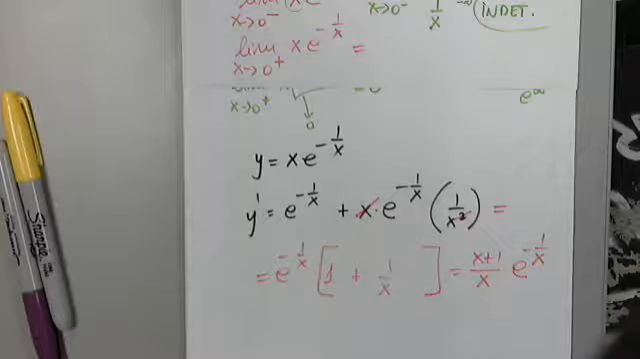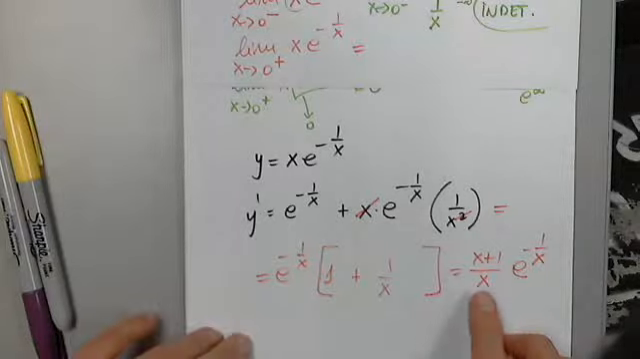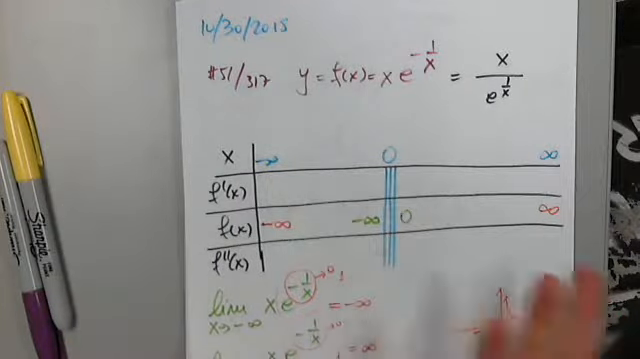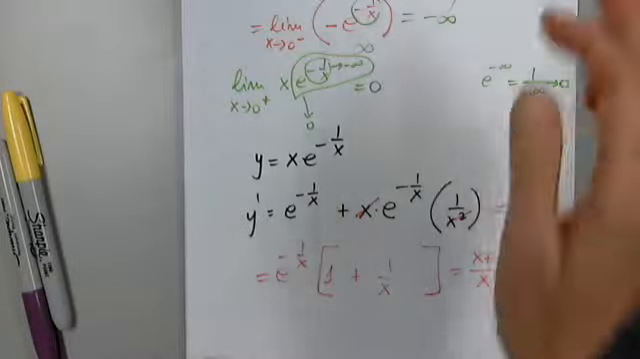Critical numbers come from two sources. From f prime being undefined, no chance. This is undefined at 0, but so is the function. So there is no critical number coming from f prime being undefined.